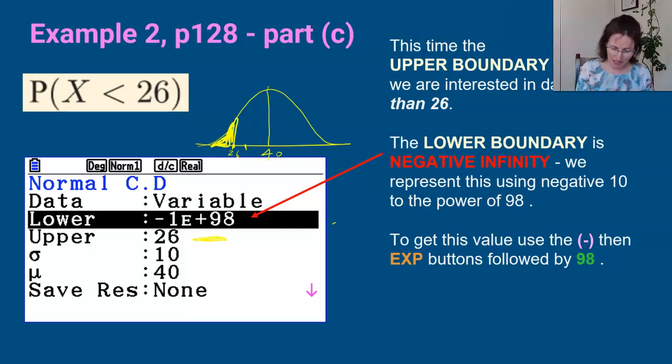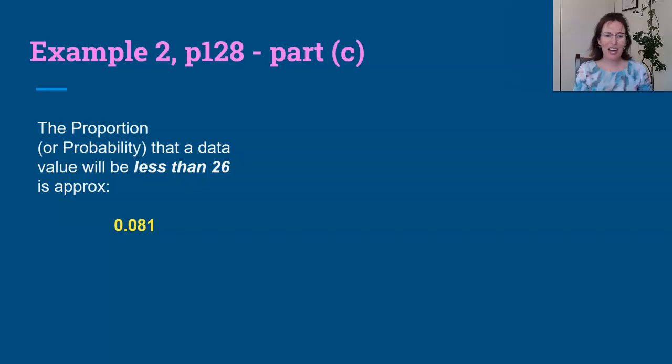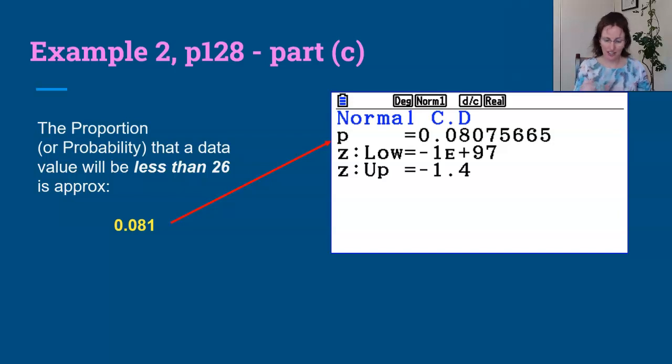How do you essentially write negative 10 to the power of 98? That negative button that you're after is the one on a Casio down the bottom. Don't use the subtract, use the little minus sign in the brackets for that. And then the rest will stay the same in terms of the standard deviation and the mean. And your upper is 26. So that is the upper end, and then the lower end is negative infinity. And the answer for that is very small, about 8.1%, or that's the proportion or the probability is what you would need. And that's what appears on your screen there. And so that's the p-value that you write.